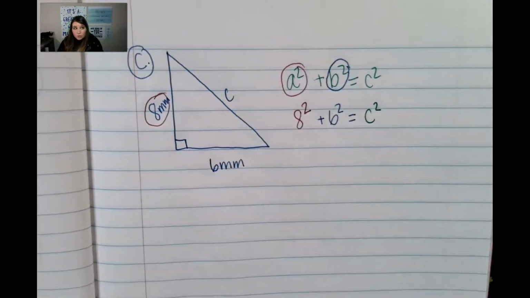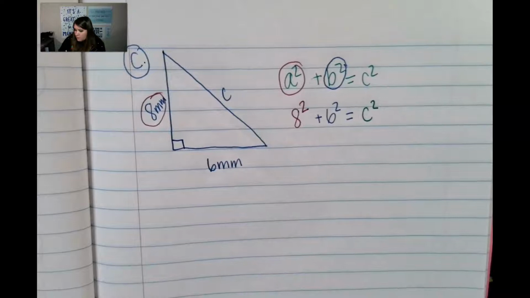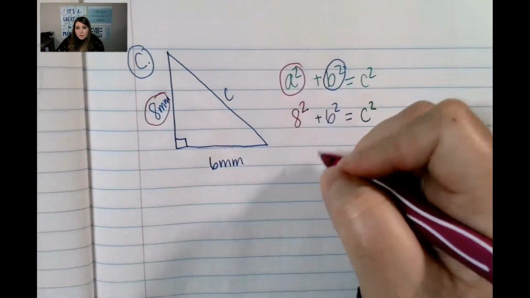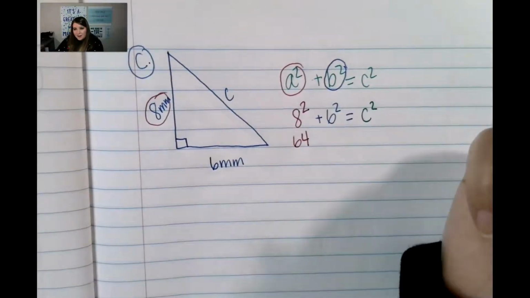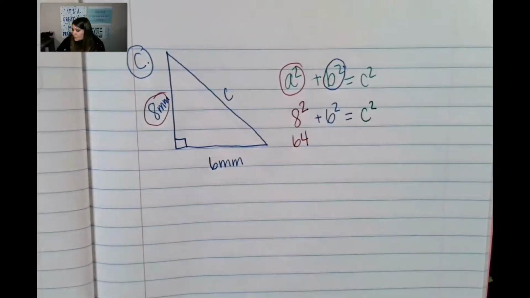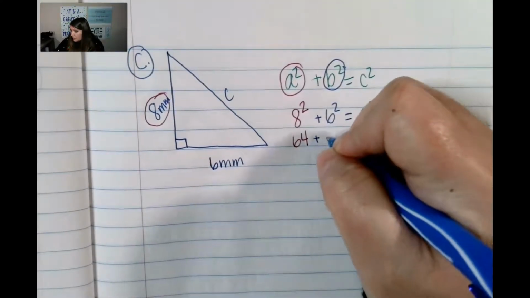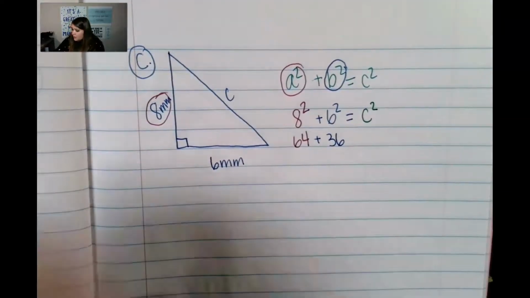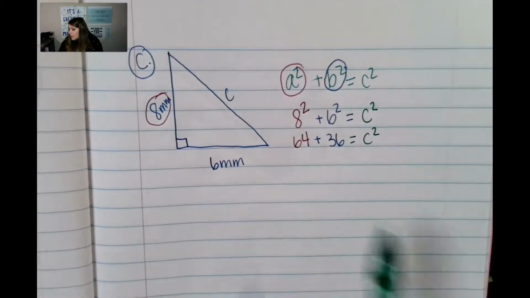Okay, now we're going to solve by squaring. So let's solve by squaring. 8 times 8 fell on the floor, picked himself up, and was 64. So we get 64 there. 6 squared gives us 36. 6 times 6 is 36. And then we still have a c squared. Okay, so let's look here.